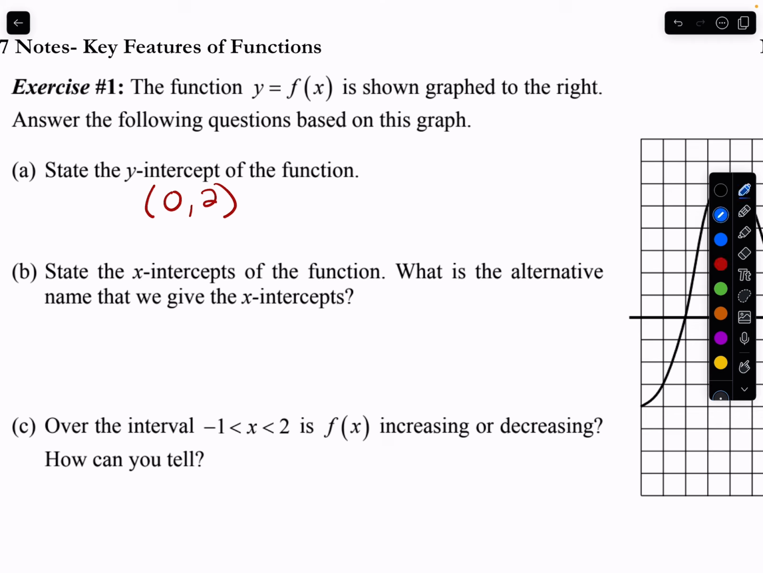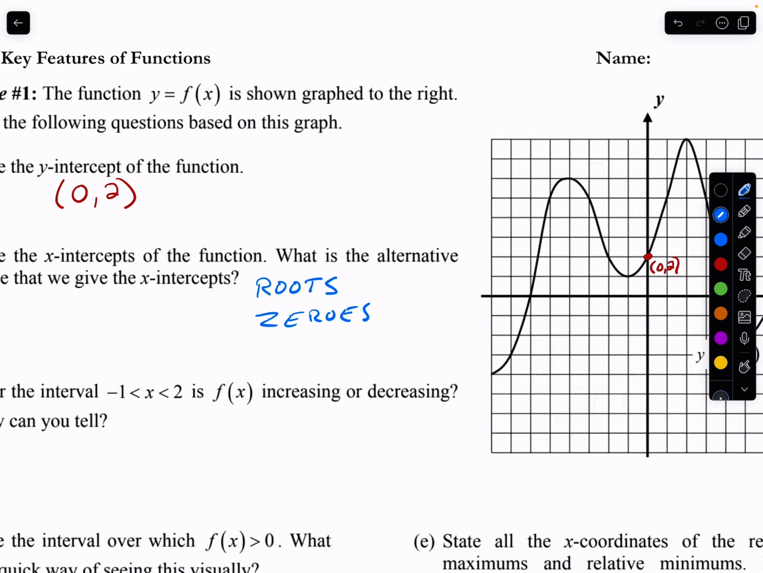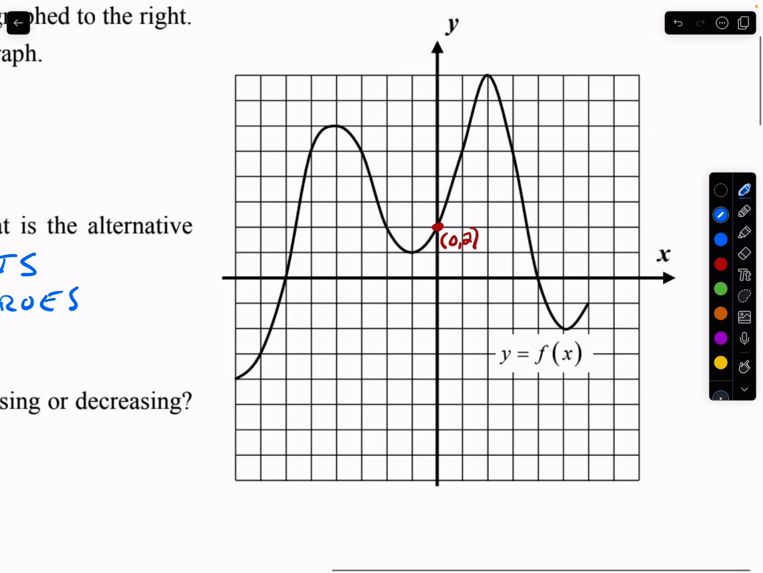The next one are the x-intercepts of the function. And what is the alternative name that we give x-intercepts? We can call them roots, and we can also call them zeros too. But the x-intercept of the function is also where the y value is equal to 0. So if I look at the x-axis, where does it intersect? Right there. So that is the point (4, 0).